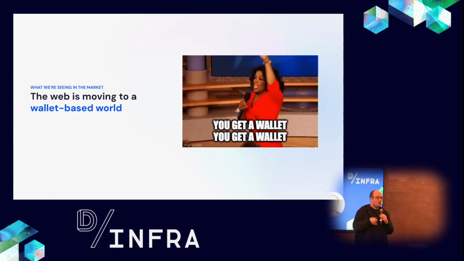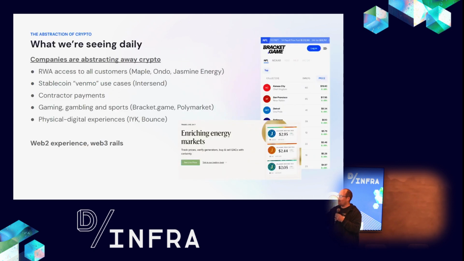We're starting to see this really interesting trend of more and more companies trying to spin up embedded wallets within their flow. There are a couple of really interesting use cases that we're seeing daily. We're seeing all these types of companies trying to abstract away crypto, or move crypto to the back, where the front feels like a Web2 experience, but behind the scenes, there's this entire crypto layer. We're seeing this across RWA, whether it's Maple Finance or Ondo or Jasmine Energy, that let you buy assets that previously you couldn't access without a wallet, and just let you buy them very, very quickly.